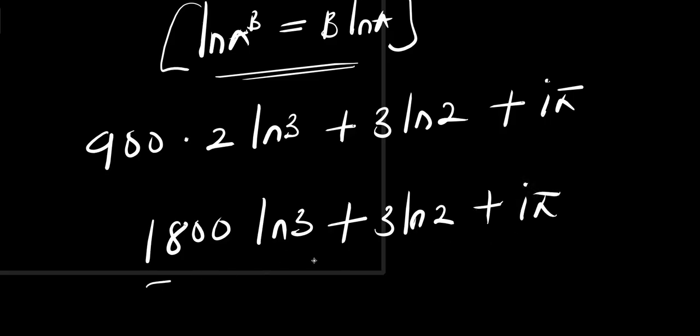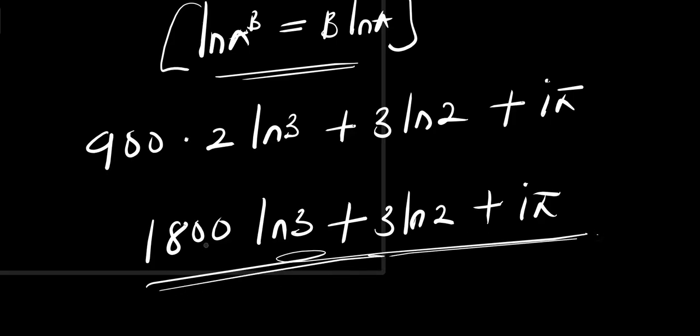Now, we can leave it this way. This is our answer. 1800 natural log of 3 plus 3 times natural log of 2 plus i times pi.